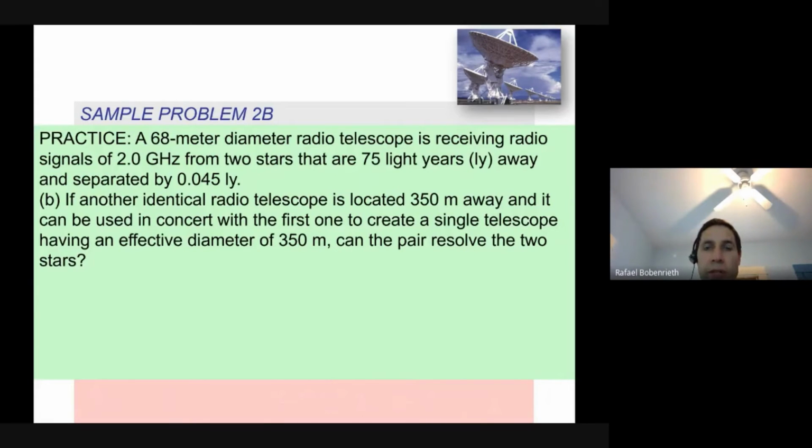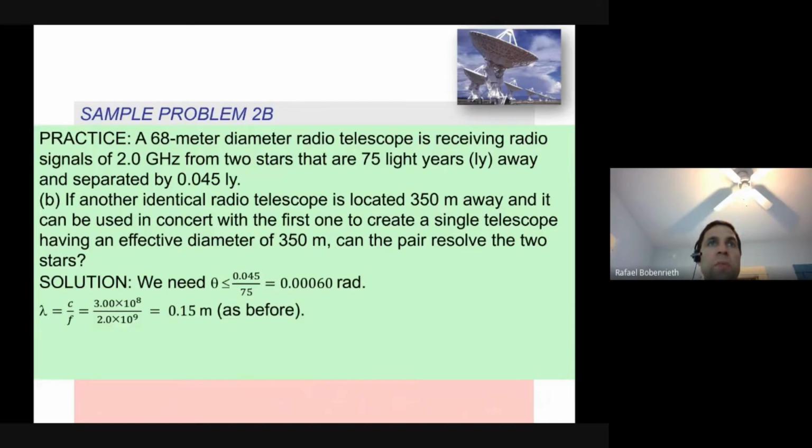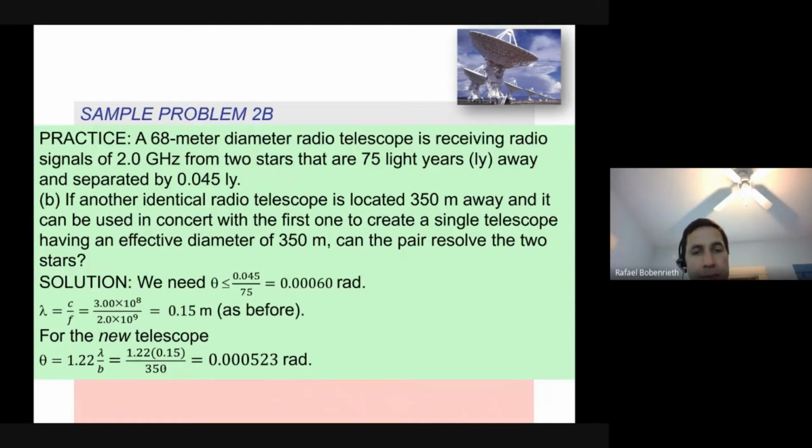Let's ask the same question. Can the pair of telescopes working together resolve the stars? So remember from the earlier problem, we knew that the actual angular separation of those two stars is 0.0060 radians. So now what we need is the capacity of these two telescopes working together to be less than that. And if it is, then that means we're good. And so when we make that calculation, again, it's 0.15 meters as before for the wavelength. For the new telescope, what do we have? We have 1.22 times 0.15 divided by 350 meters this time.